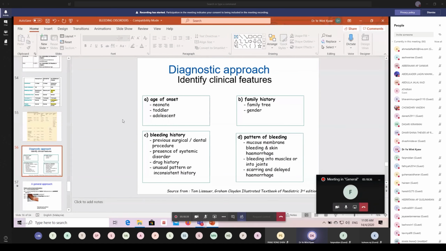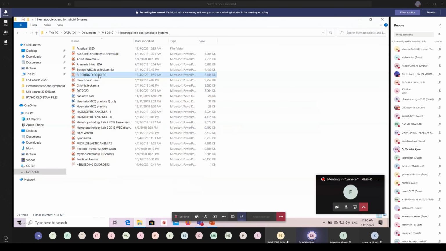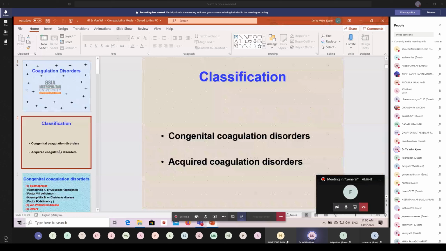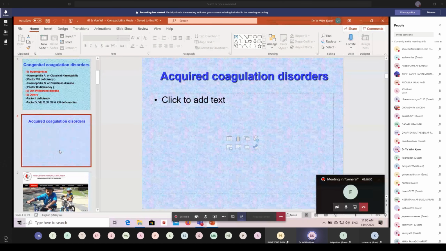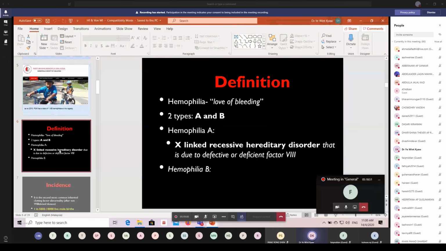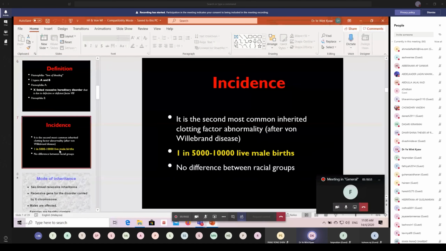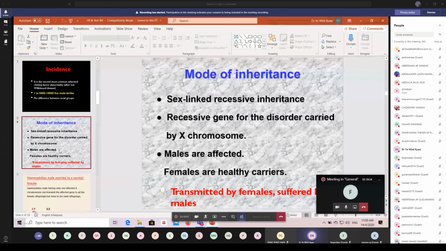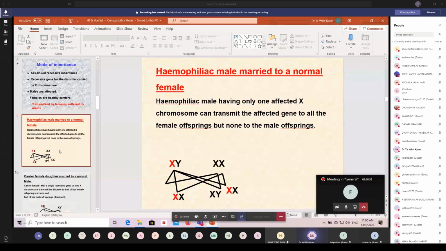So later I will explain in a little more detail on hemophilia and von Willebrand first. This is a more detailed explanation. These two types everybody knows, already explained. Sex-linked. History: a male child with abnormal bleeding. Bleeding may be trauma associated.